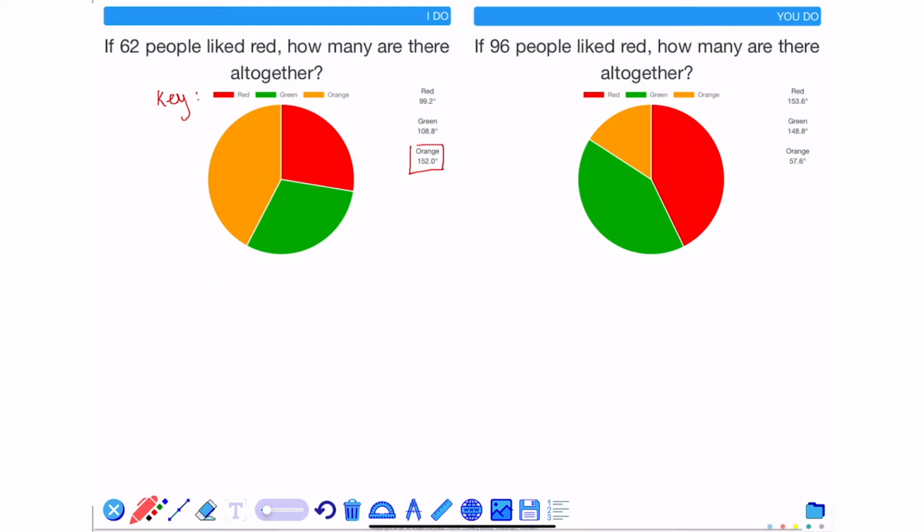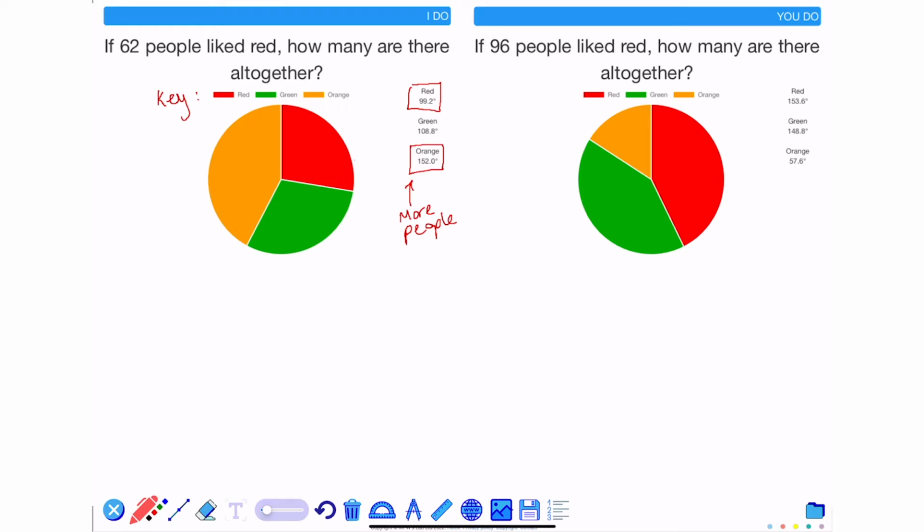Orange represents the biggest section of my pie chart, and because it's the biggest, it means more people liked orange than any other colour. The least liked was red, because it represents the smallest angle in my pie chart.